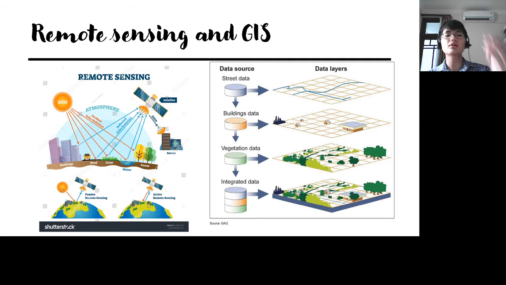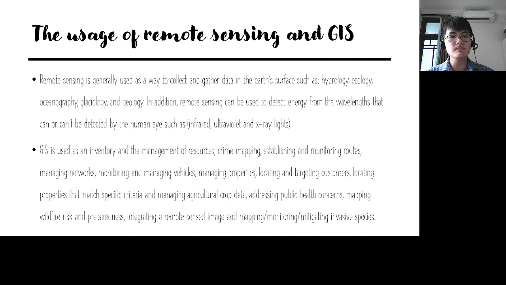Now, as you can see here, I have the perfect examples of remote sensing and GIS. As you can see in this picture, it shows the process of remote sensing with the sun, the atmosphere, and the satellite and the server. And I also have the active remote sensing and passive remote sensing examples. And over here, the GIS example, it has the spatial data that has been collected and integrated. Next, the usage of remote sensing and GIS.